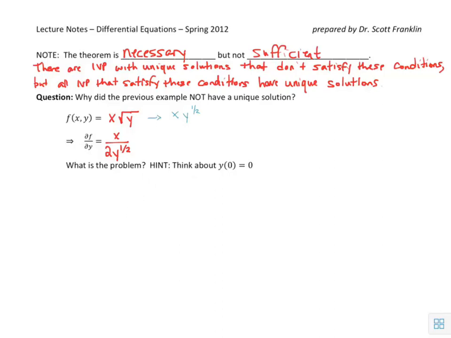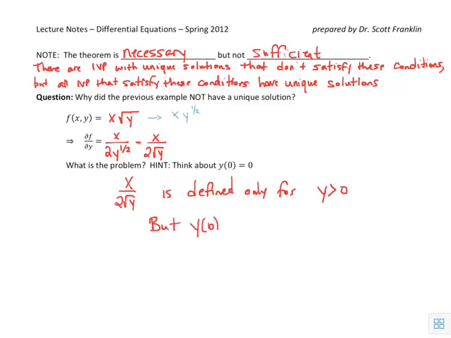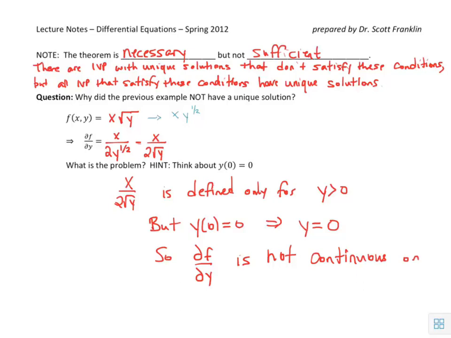Well, think about where your initial condition is. Your initial condition is x equals 0, y equals 0. For the function x over 2 square roots of y, we know that it's only defined when y is strictly positive. It can't be defined for y equals 0. And if the initial condition is y equals 0, then y has to be 0 for your initial condition. So that partial of f with respect to y is not continuous on any rectangle that contains (0, 0), which means we're not guaranteed a unique solution in this case.